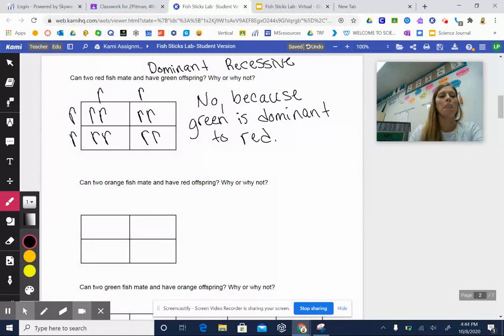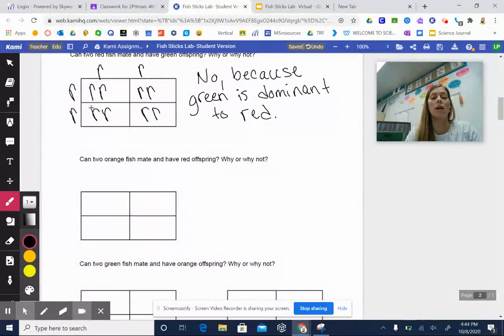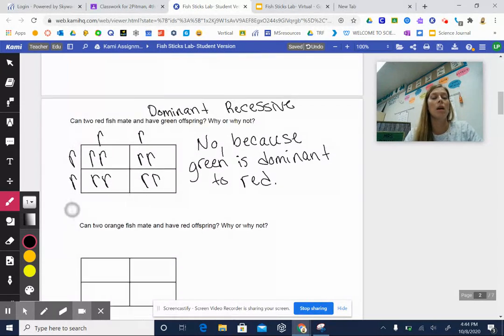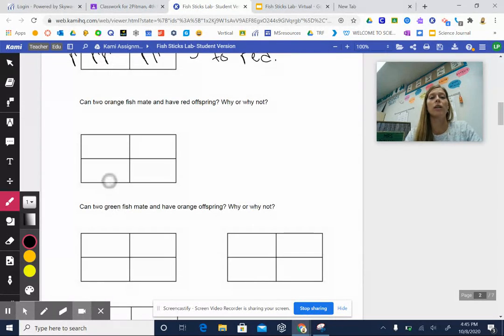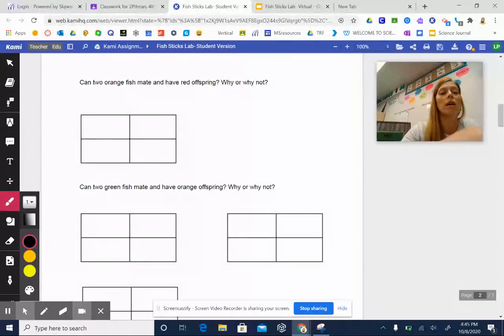Okay, so for the next one, it says, can two orange fish mate and have red offspring? Why or why not? Well, if I look back up here, I only have two choices for orange fish. It's either R and Y or Y and R, and they're both capitalized because they are co-dominant. So for my mom fish, I could have YR. For my daddy fish, I'm going to have YR. And again, I bring one down and one over.